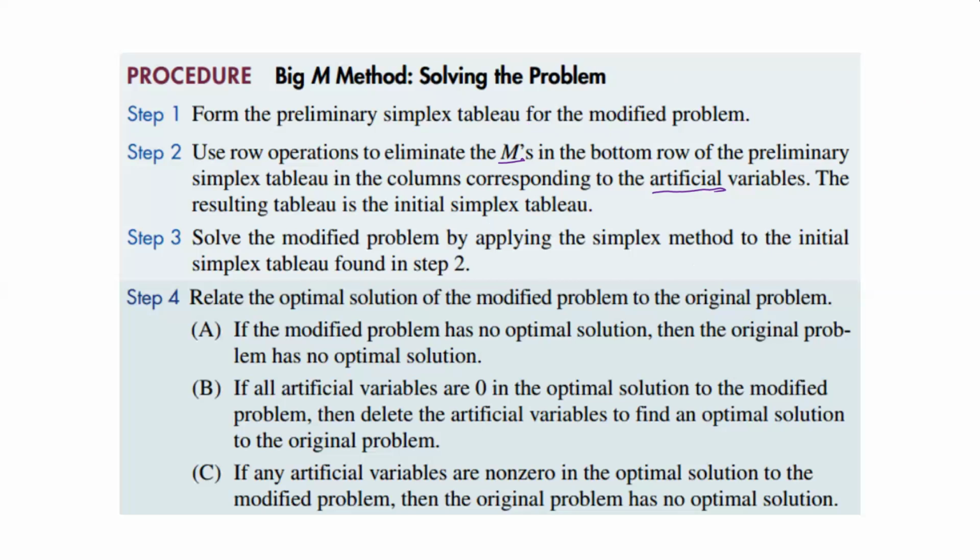If all artificial variables are zero in the optimal solution to the modified problem, then basically we're going to delete the artificial variables to find an optimal solution to the original problem. And if any artificial variables are non-zero in the optimal solution to the modified problem, then the original problem has no optimal solution. Okay, so that's kind of a key thing. All right, so that's what we're going to do. And so let's stop there with kind of how the procedures are, and let's do another problem.